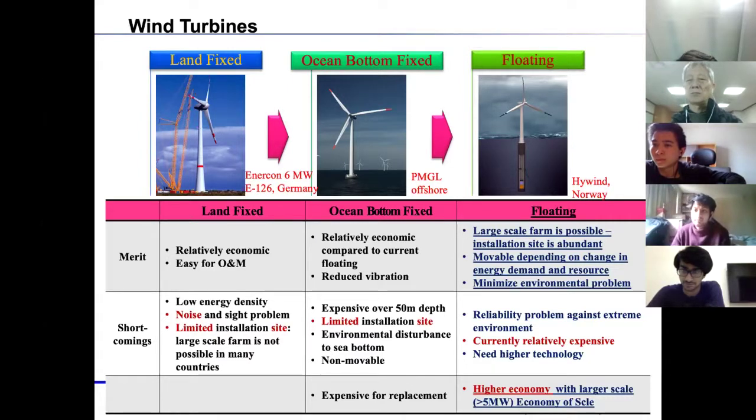Usually they have a cable. But another idea, I'm not sure whether this is already realized, is that they produce hydrogen using that energy, and then a ship comes to offload and transport that liquid hydrogen. There is the idea, and I heard that there is a project ongoing. I don't know whether this is finished or still going.